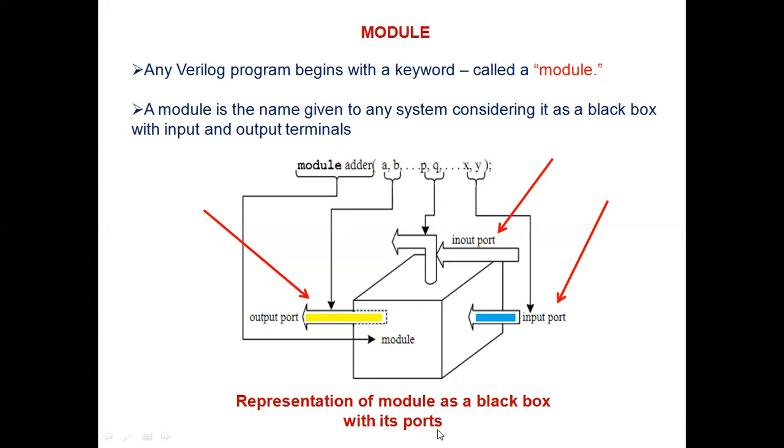So this is the representation of a module as a black box with three ports: input port, output port, in-out port. Once again, what is input port? Any signal that is entering into the module. What is output port? Any signal that is exiting from the module. What is in-out? In some cases the signal may enter into the module and in some cases the signal may exit from the module.